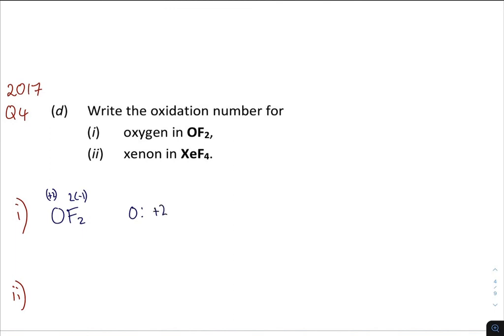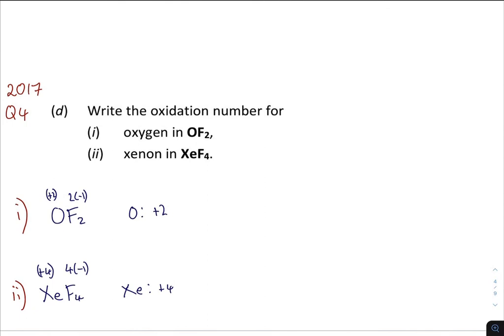Underneath it, we have our XeF4. Again, same principle. You have your 4 over here, bracket, and then you have your -1. So Xe has to be +4. You're asked for xenon in this case, so xenon is +4. And that's our answer for that.